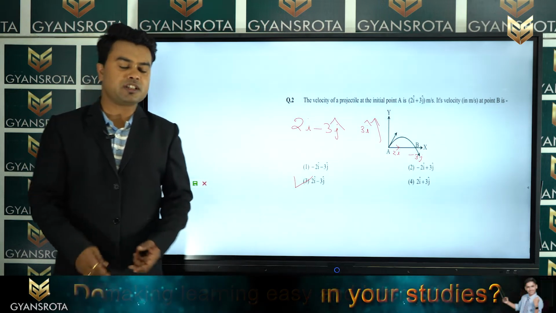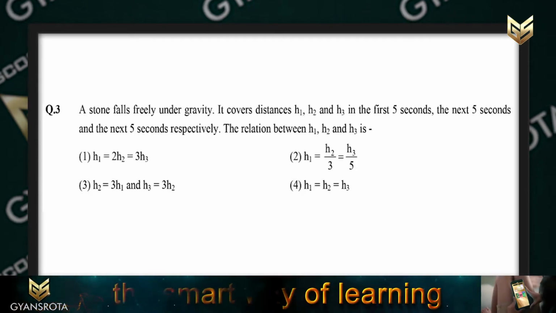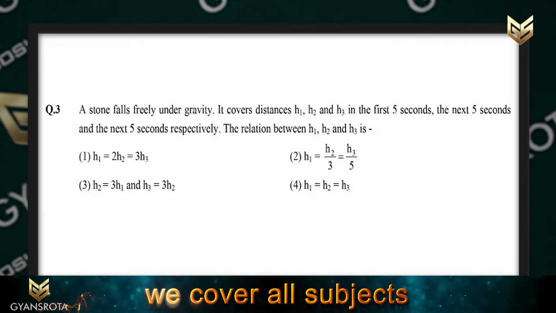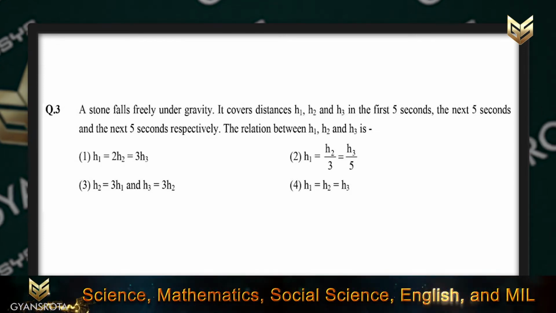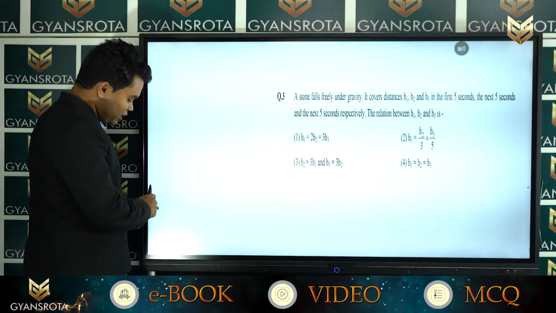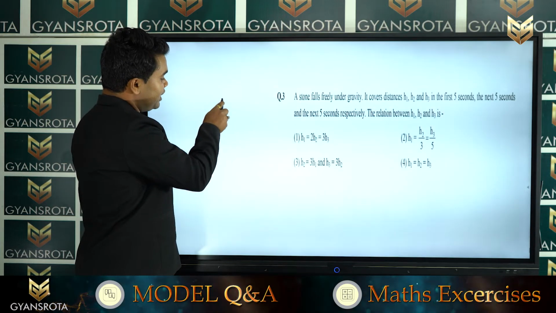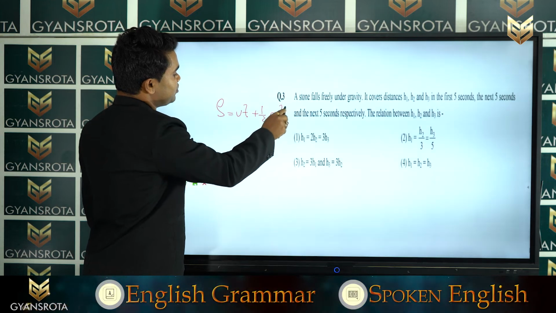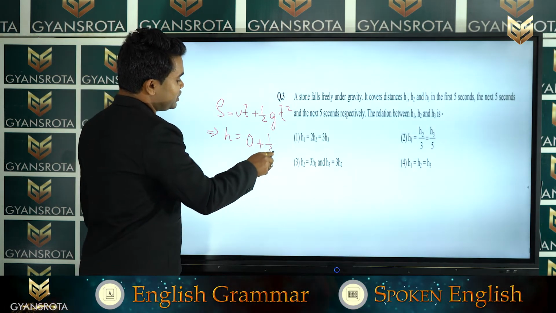Now let us move to the next question, question number 3. A stone falls freely under gravity. It covers distances h1, h2 and h3 in the first 5 seconds, the next 5 seconds and the next 5 seconds respectively. The relation between h1, h2 and h3 is, okay, it's falling under acceleration due to gravity. So this is from equations of motion in one dimension. You can use that chapter. It's written s equal to ut plus half at square. In place of a we will put g, so it will be half gt square. The s will be your h, and the initial velocity is 0.